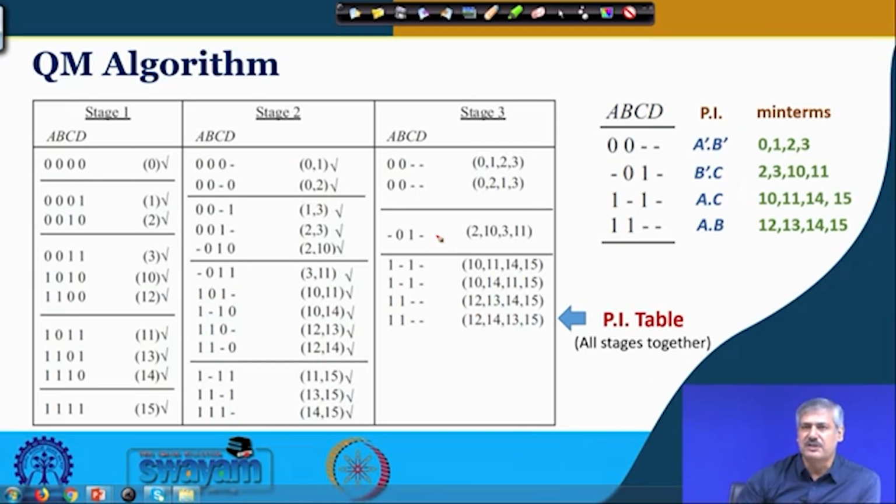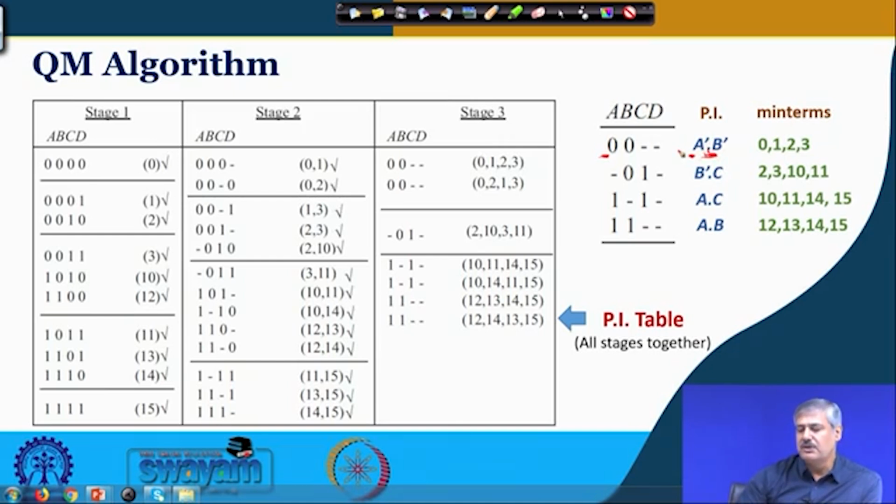So, it does not go to stage 4. Okay. So, this is how it will pan out. This is the PI table, and the corresponding terms that we get, 0 0 dash dash and other terms. The way we define it, wherever there is a 0, we write it as A prime corresponds to A and 0 corresponds to B, so it is B prime.